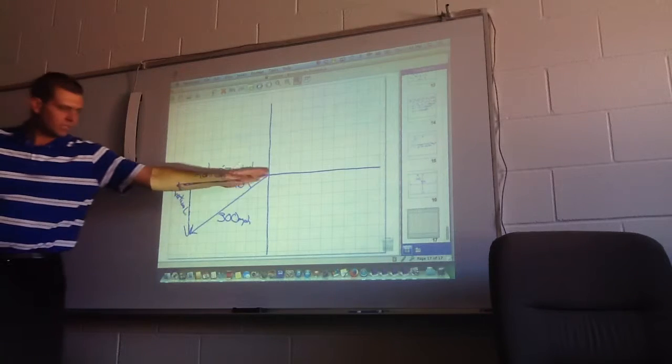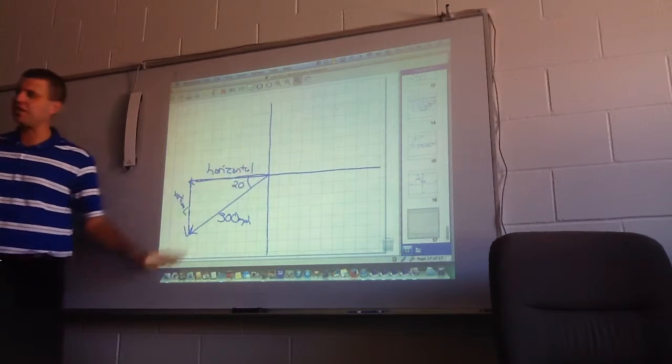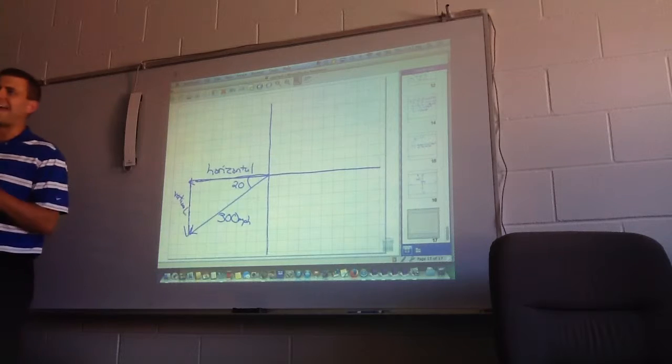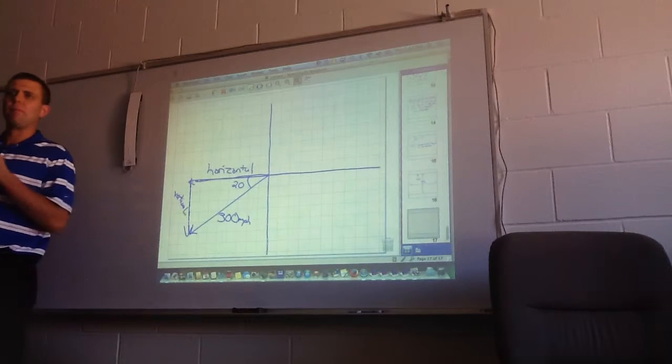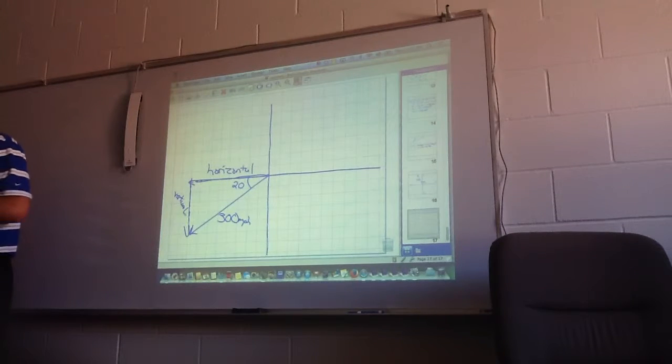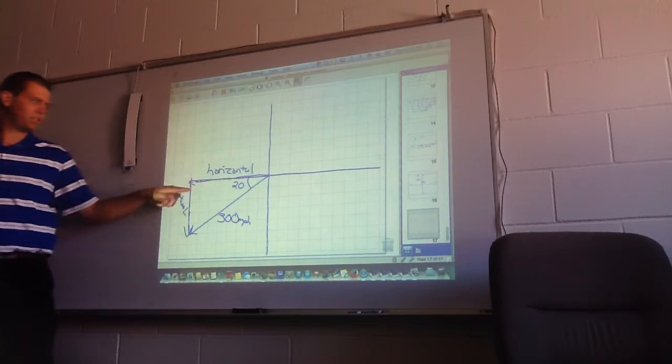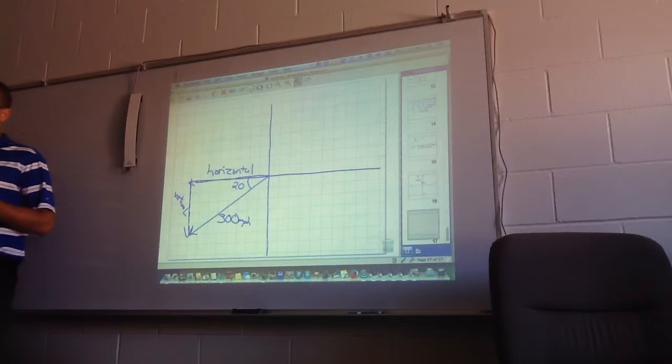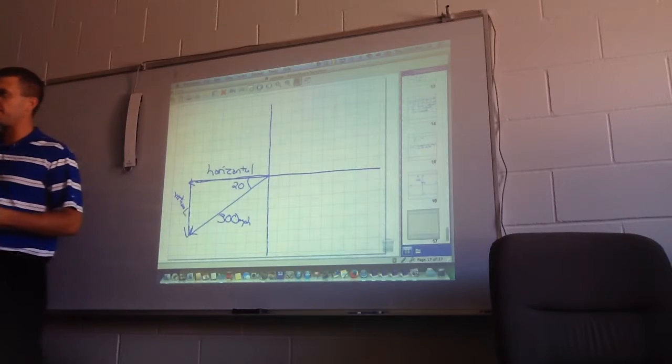So, yes, it's going 300 miles per hour, 20 degrees south of west, but as it's doing that, how many miles per hour is it going west and how many miles per hour is it going south? We can figure out these two distances right here using trig. Because this is a right triangle, right?